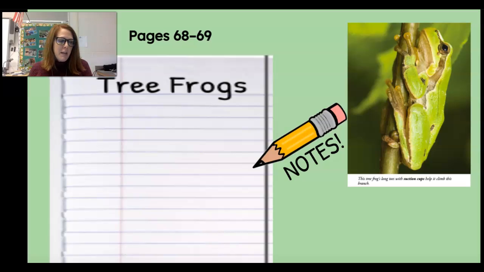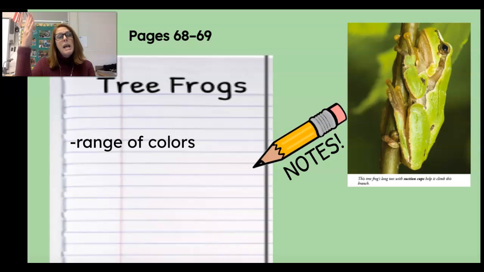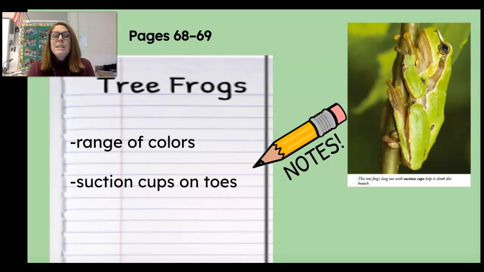And there's the picture from page 69. This tree frog's long toes with suction cups help it climb this branch. So what do you think are some things we're going to write down on our notes page from reading 68 and 69? One thing we should write down is that they have a range of colors, and you're going to continue under the list that you already started, writing neatly and small. You can't write enormous. They have suction cups on their toes. That's one of their biggest unique characteristics.